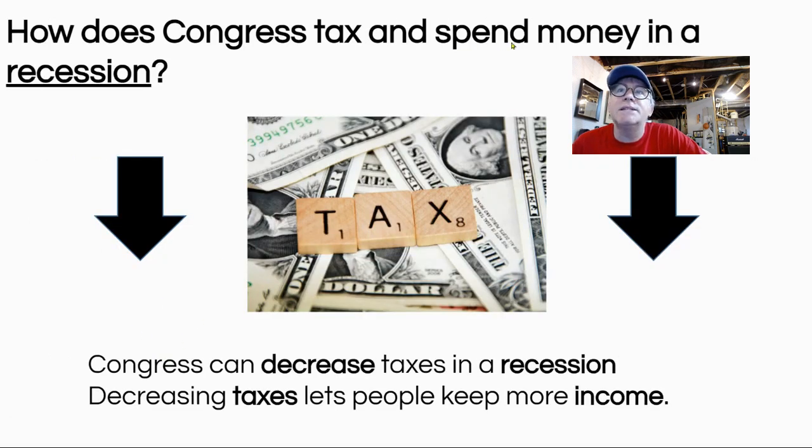How does Congress tax and spend money in a recession? Well, Congress can decrease taxes in a recession. Decreasing taxes lets people keep more income. Instead of paying the money to the government, you keep your money and you go out and spend it in a restaurant. And when you spend money in a restaurant, you give a job to the people who work in the restaurant, for example.